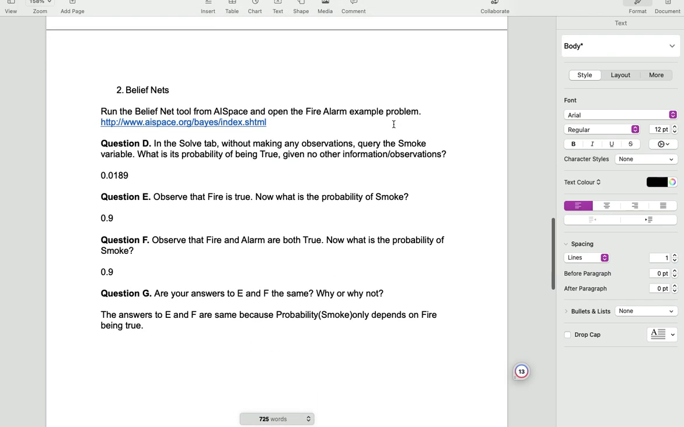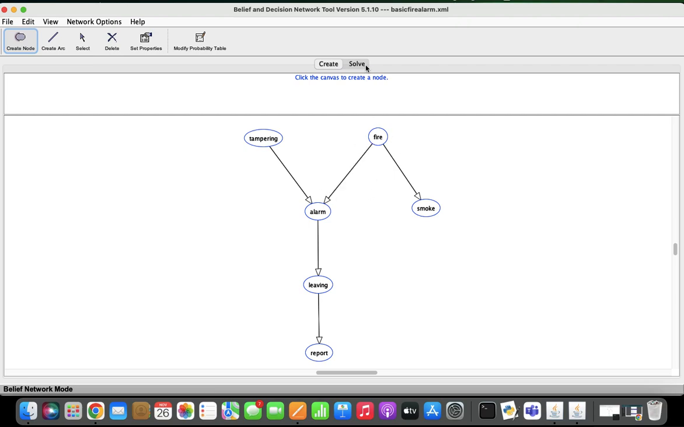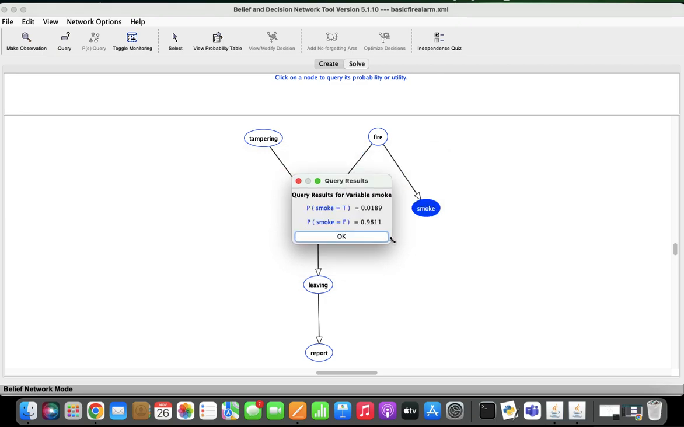Now we're given a sample problem, and we're going to run it in AIspace and observe different conditions. Here I already have it. So number one, we're going to use the solve tab, and we're going to query the smoke variable without observing anything. So we're using this brief one, and there we go. Now the probability that the smoke occurs is 0.0189. We do not observe anything for now. So that's the answer for our question D.